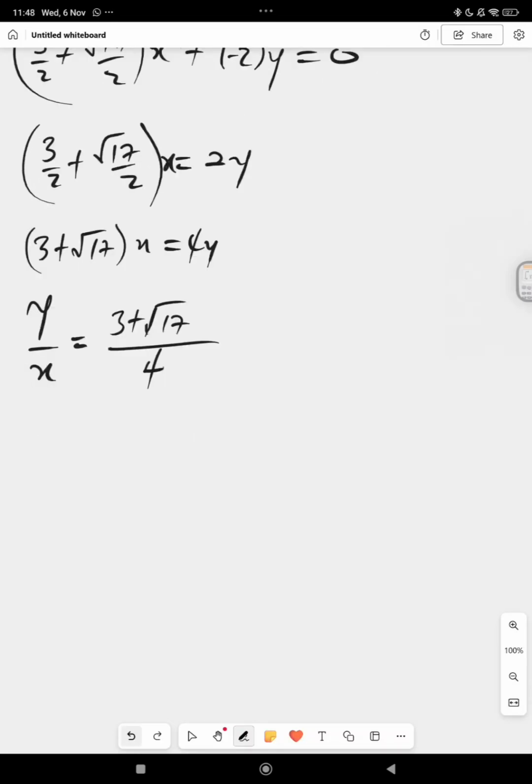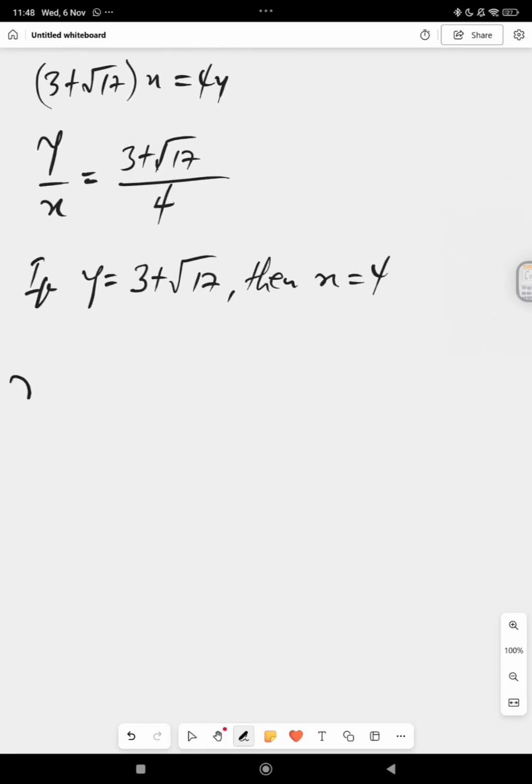We will state our hypothesis and then we'll state our thesis. So if y is equal to 3 plus the square root of 17, then, so this is your hypothesis, then x will be equal to 4. So if this, then that. So this is the first expression. So our V1 will be equal to x is 4, y is 3 plus the square root of 17.